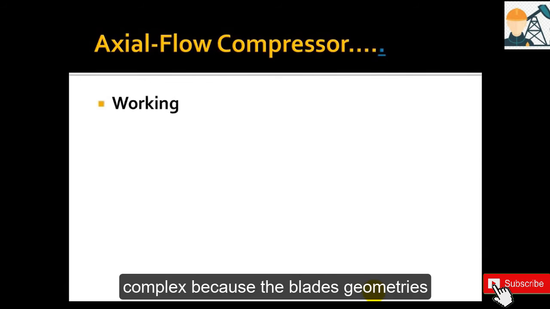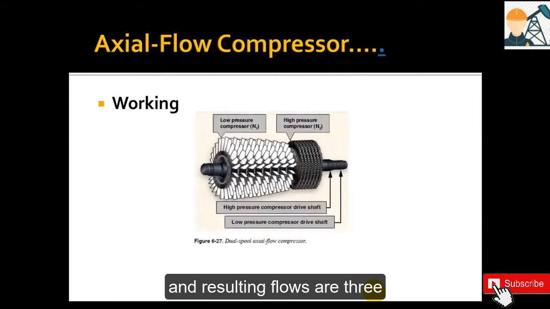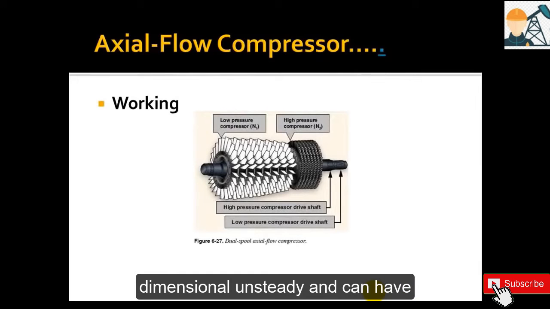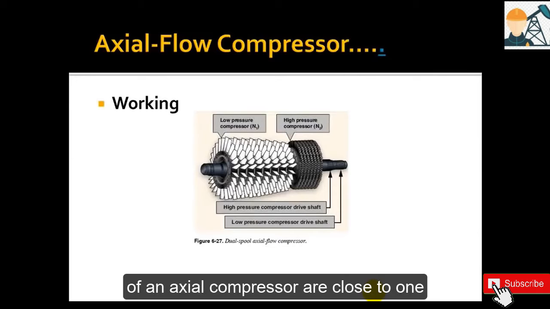The details are quite complex because the blade geometries and resulting flows are three-dimensional, unsteady and can have important viscous and compressibility effects. Each blade on a rotor or a stator produces a pressure variation much like an airfoil of a spinning propeller. But unlike a propeller blade, the blades of an axial compressor are close to one another, which seriously alters the flows around each blade. Compressor blades continuously pass through the wakes of upstream blades that introduce unsteady flow variations.